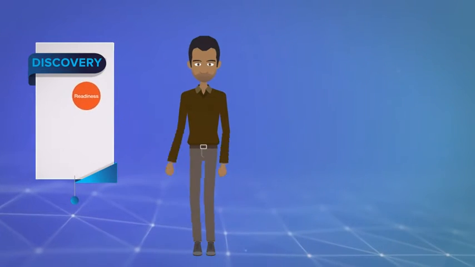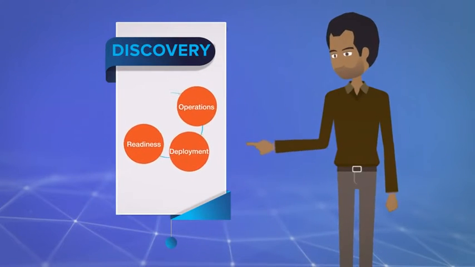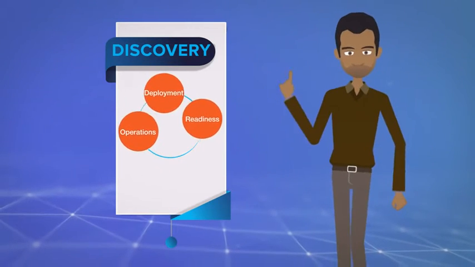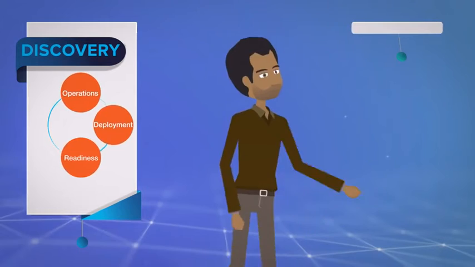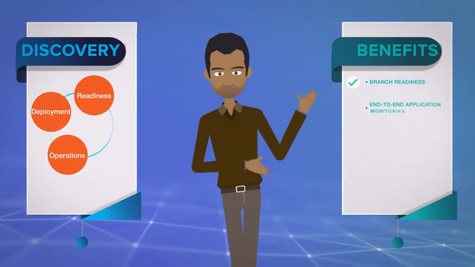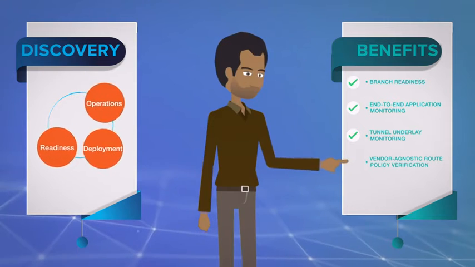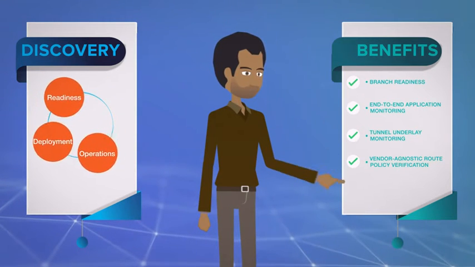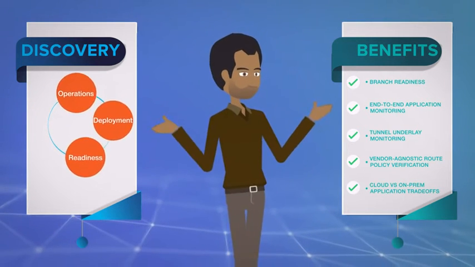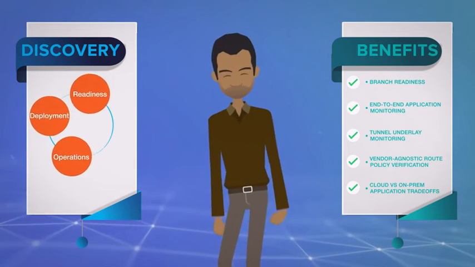You need to qualify where your customer is on their SD-WAN journey and present the main ThousandEyes advantages to them. Taking all of this into account, you will need to pinpoint the specific areas where ThousandEyes can help your customer. Where ThousandEyes goes above and beyond is with branch readiness, end-to-end application monitoring, tunnel underlay monitoring, vendor-agnostic route policy verification, and the ability to understand trade-offs between cloud and on-premise applications. All of this is possible by leveraging different cloud, enterprise, and end-user vantage points to provide in-depth end-to-end network visibility.